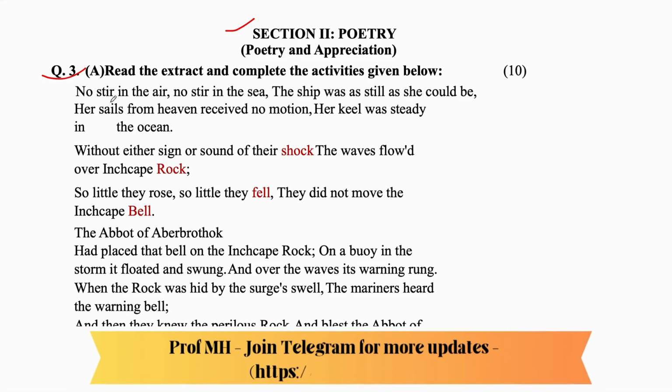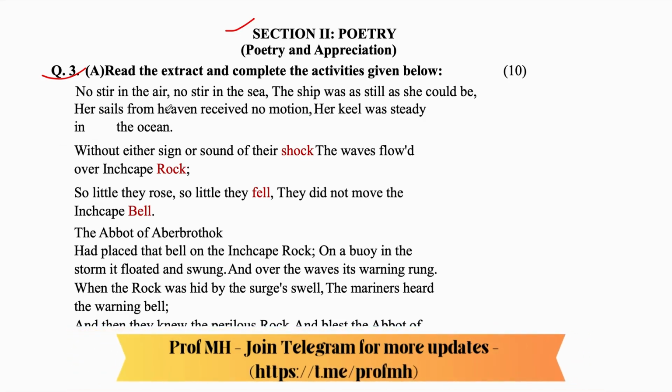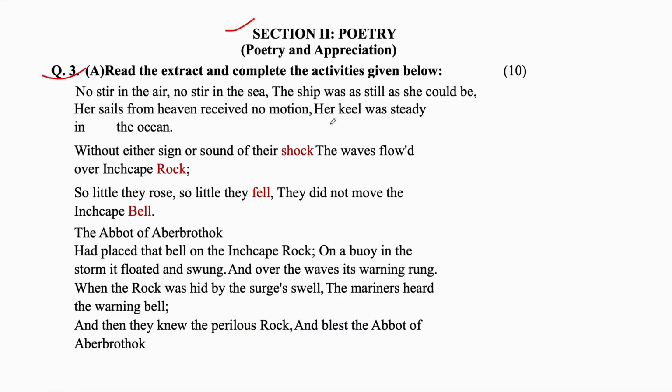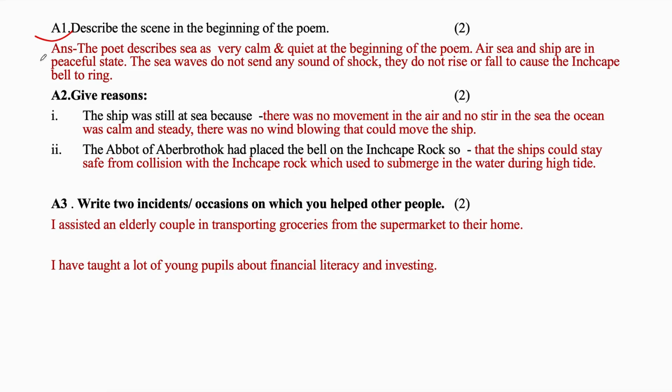Just read the beginning stanzas. No stir in the air, no stir in the sea. The ship was as still as she could be. Her sails from heaven received no motion. Her keel was steady in the ocean. Without either sign or sound of their shock, the waves flowed over Inchcape Rock. Once you read this poem properly, you will understand what we are supposed to write. So the answer goes like this.